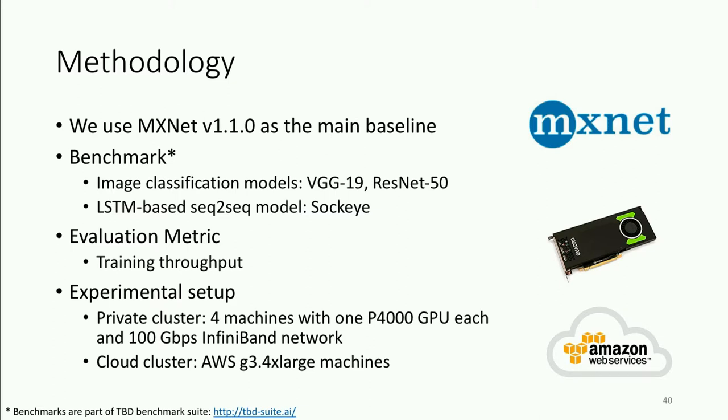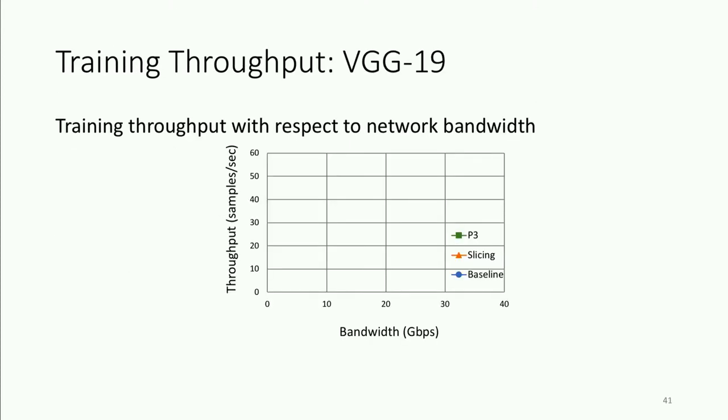And we conducted this experiment in two different setups. The first one is on a private cluster, in a tightly controlled environment where we have four machines, each equipped with a P4000 GPU and interconnected with 100 Gbps InfiniBand. And we also conducted experiments on real world, cloud-based clusters, which are AWS g3.4xlarge class machines.